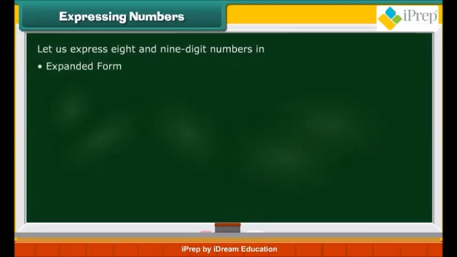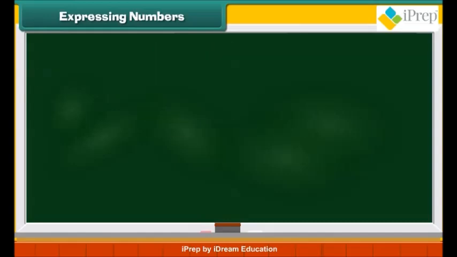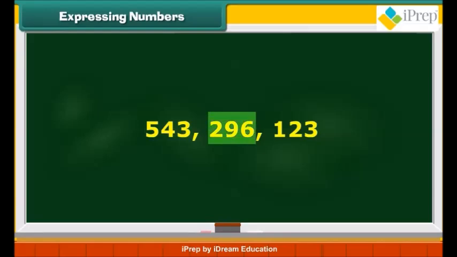70,041,238. Expressing numbers. To understand 8 and 9-digit numbers better, let us express them in expanded form and standard form. Let us learn them one by one in detail. Look at this number, 543,296,123. It has three groups. Therefore, it belongs to the International System of Numeration. Let us express it in expanded form.